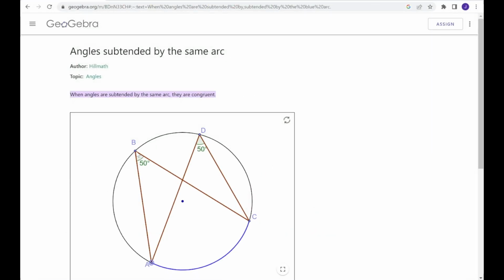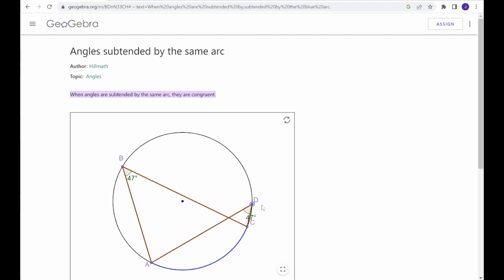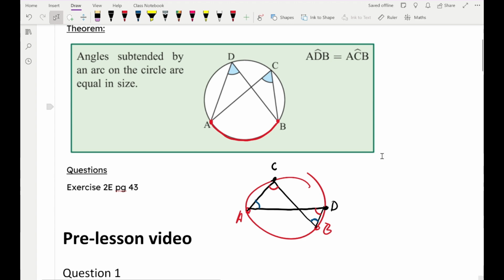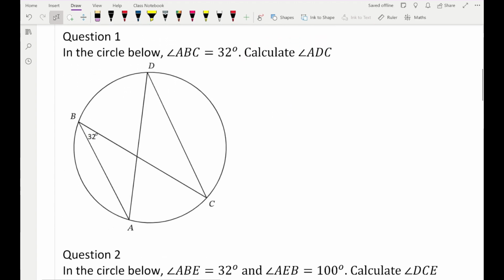Here's the circle, and you can see that even if I move this point around, it's still going to be 50 degrees, which matches this other angle in here. The angle will change if I change where those two original points are. But if I change any of these two points around, they're always going to match as the same angle. So let's do a few examples. Here is a circle, and there's 32 degrees there.